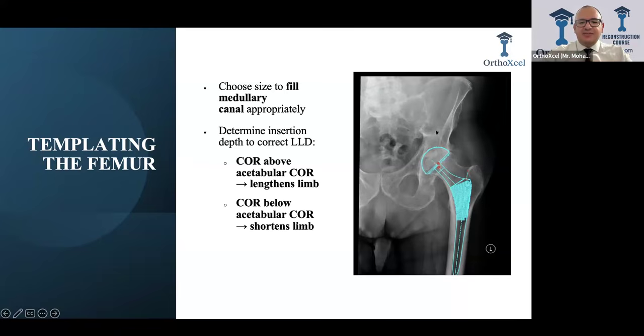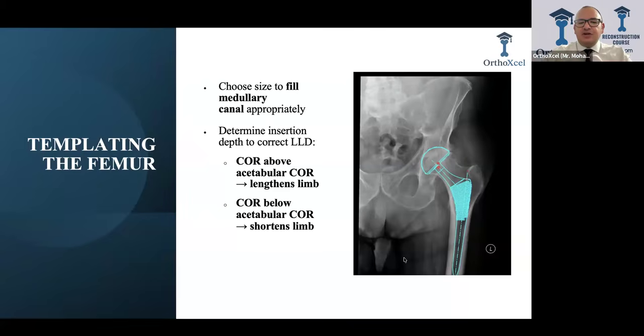Basically, what's fixed? The cup is fixed. So you will put your cup, you fix your cup, so this center of rotation is fixed. If in your templating you put the center of rotation below it, it means you are shortening, because when you come to the actual situation with weight bearing, this will come back to this, and you will shorten. And the other way around, if I end up with the center of rotation of the trunnion above the center of rotation of the cup, in the real situation the stem will go down and you will lengthen.